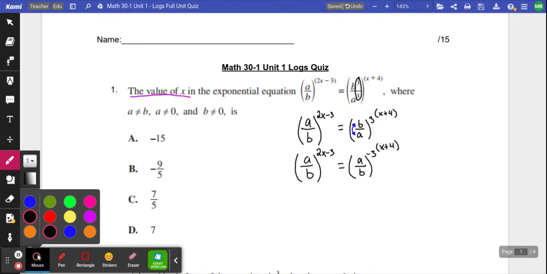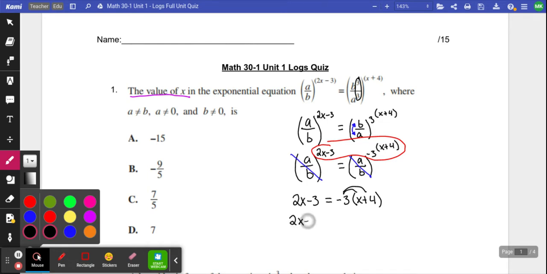Now I have like bases. Wonderful. Okay, when you have like bases, you can ignore the bases and you can focus on making the exponents equal to each other. When you have an exponent with an exponent, that means multiply. So I have 2x minus 3 on the left side equals negative 3 times x plus 4 on the right side. This is a linear equation. So to solve this linear equation, I'm going to have to multiply this negative 3 in. I have 2x minus 3 equals negative 3x minus 12.